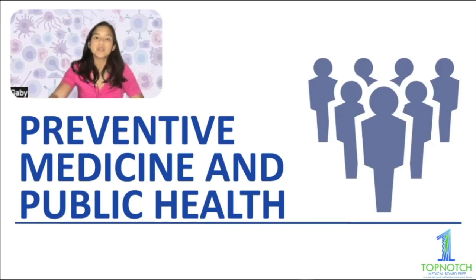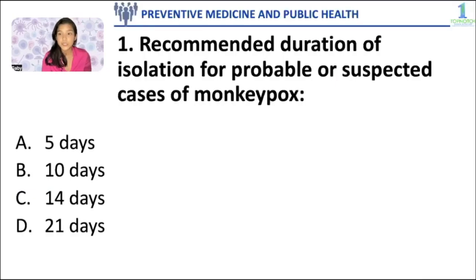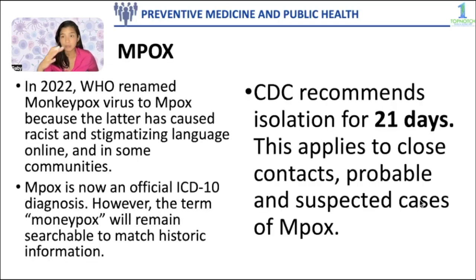Okay, so let's go to number 1. First question, the recommended duration for isolation for probable or suspected cases of monkeypox. 5 days, 10 days, 14 days, or 21 days. So the best answer here is letter D, 21 days. So monkeypox, or now it has been renamed to Mpox because monkeypox was associated with racist and stigmatizing language.